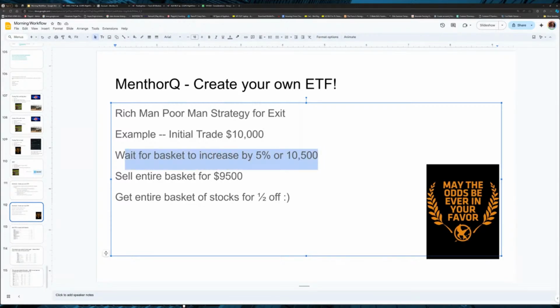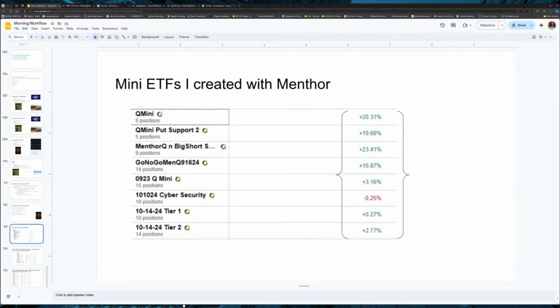I wait for it to increase by 5% or more, and then I'll sell the entire basket and sell 9,500 out of that. And then basically I'm getting all the shares in that basket for half off, if you will. So then I'll use that capital again to go and purchase another basket, and on and on. And I've done this repeatedly over the last 10 weeks.